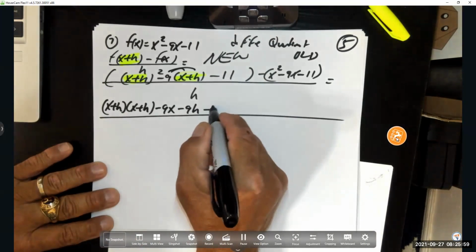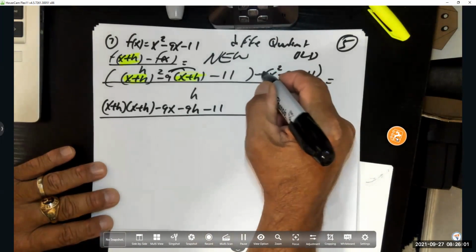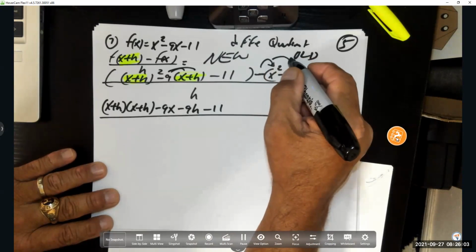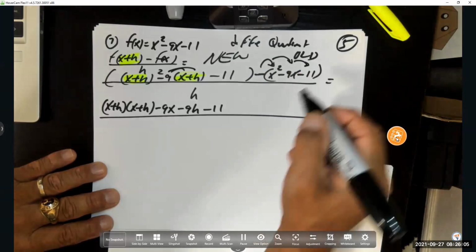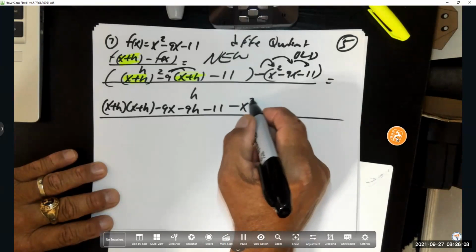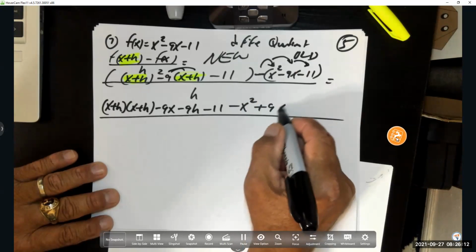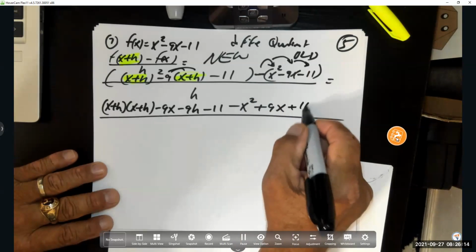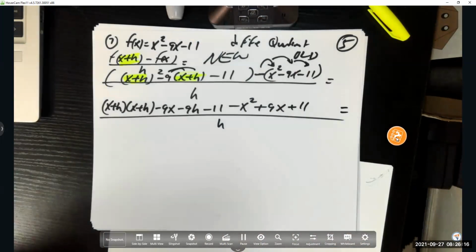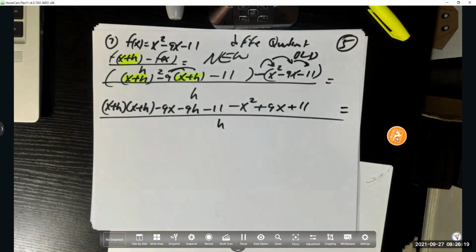Yes. Okay. And minus 11. And then does this minus sign affect all the numbers after it? Yes or no? Yes. So it can be minus x squared. What else? A negative is a positive, and a negative is a positive again, right there. Yes. Okay with step 1 and 2?